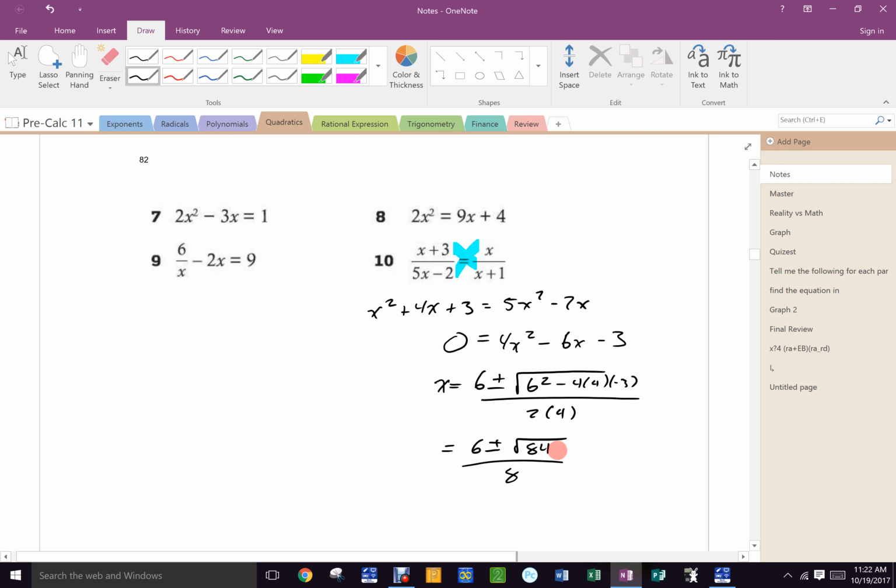So this would be 21 times 4, right? Out comes the square root of 4, so I've got 6 plus or minus 2 root 21 over 8. Then I would simplify again to get 3 plus or minus root 21 over 4. Okay? No problem.